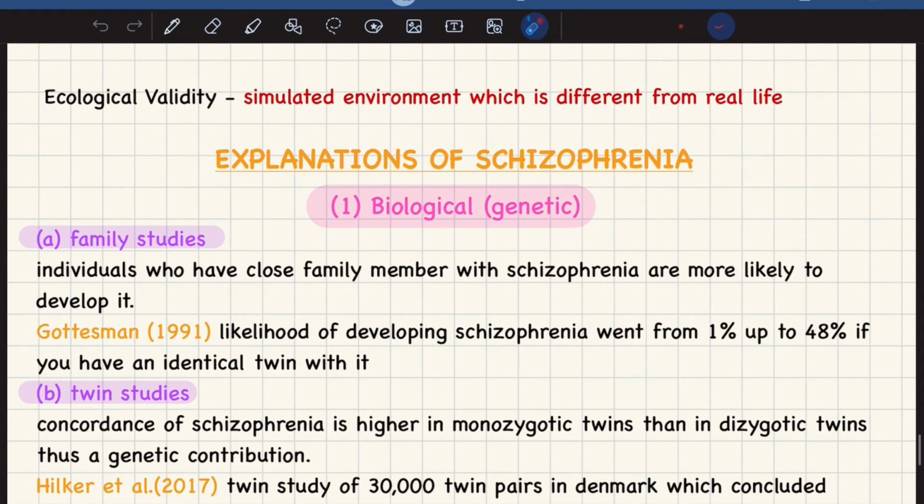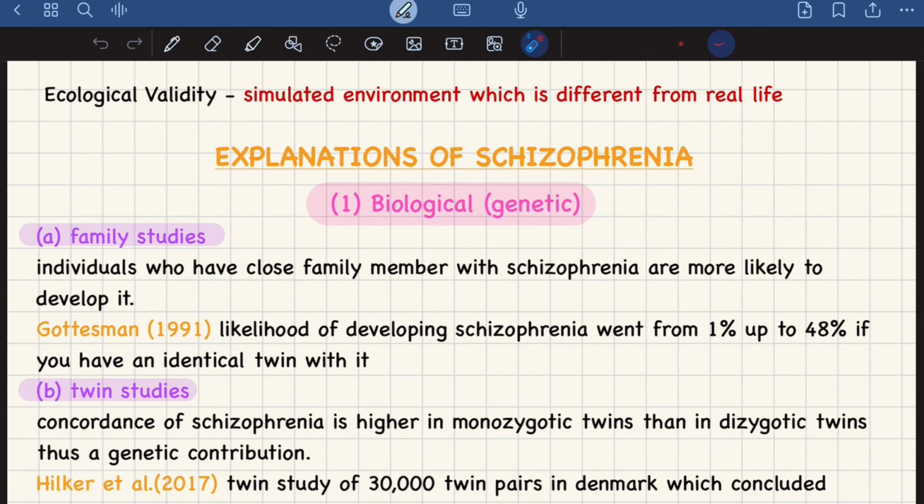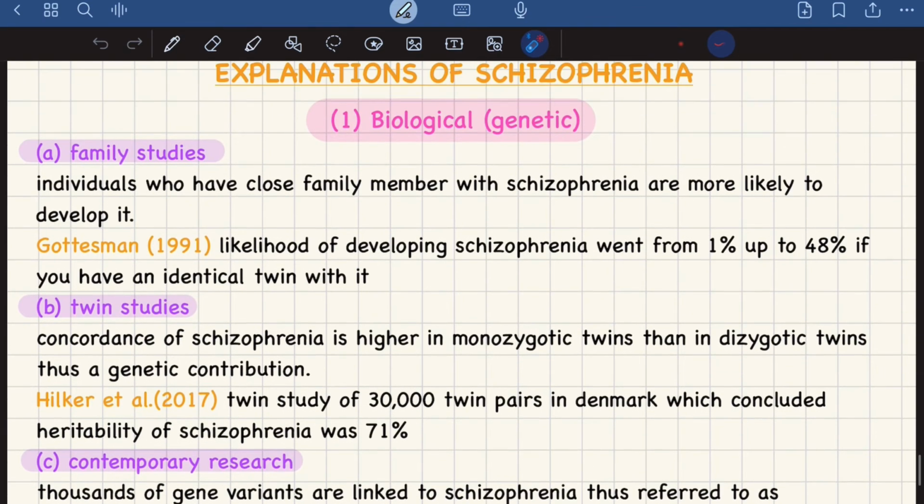Biological explanations refers to like genetics, your genes. It might have been passed on to you by a family member, or you might have it because your twin has it. So on biological explanations, 3 types of studies were done. There were 2 studies and 1 research.